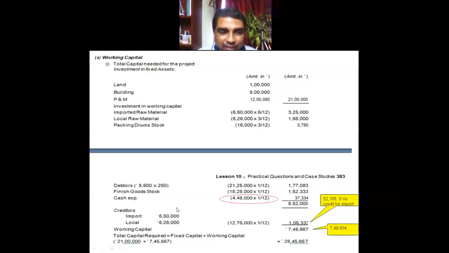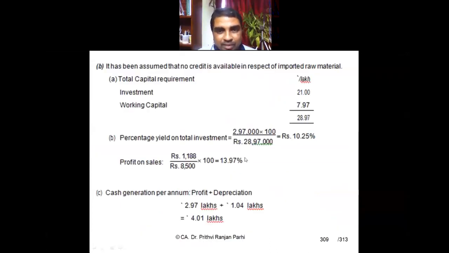Now let us say credit is not available on import. Then how much is to be deducted? Only the 6 lakh 26,000 divided by 12. So here instead of 1,06,033, it should be 52,166. Now ultimately, if you deduct these things, we will be getting 7 lakh 99. So what I feel is it should be 7 lakh 99. It has taken 7 lakh 97, which may be a typographical error, which I feel. You check, there may be some other error, but I feel this is a typographical error. It is not 7.97, it should be 7.99. Please check if there is some other error or it's a typographical error. But you have to compute it like this if no credit is available in respect of imported raw material. Is it clear?